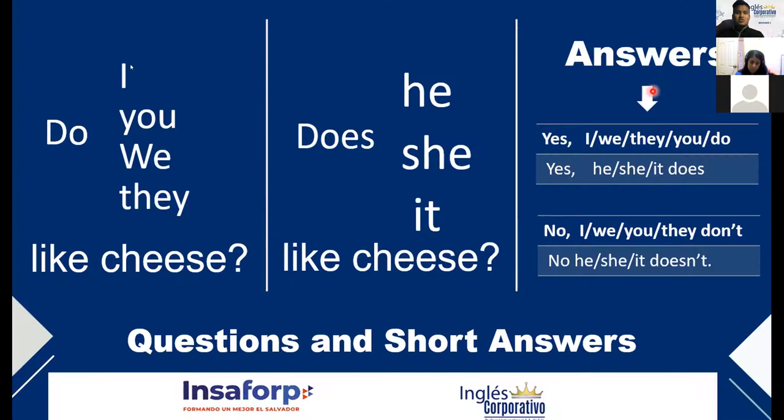That is for the personal pronouns I, you, we, they. But what about he, she, and it? We do the same thing. We put does at the beginning and then the question mark, and we can say, does he like cheese? Does she like cheese? Does it like cheese?